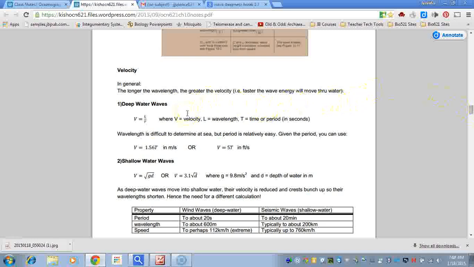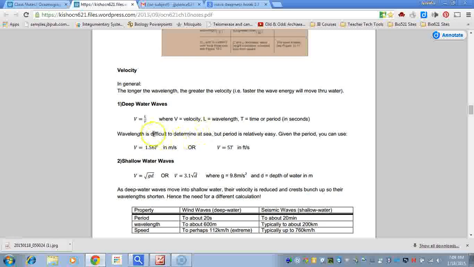Alright, so if you were wanting to figure out the speed, the velocity, or how fast the wave energy is moving through the water particles, you can use certain formulas. Wavelength is pretty difficult to determine at sea, but if someone were observing, they could time and figure out the period, or how long it takes for two crests to pass. So if you start with the first crest until the other one passes, that gives you the time it takes for it to move one full wavelength.